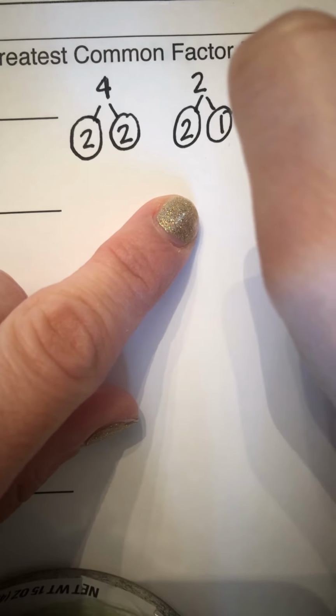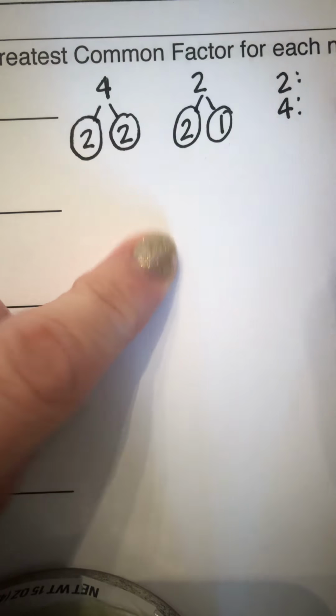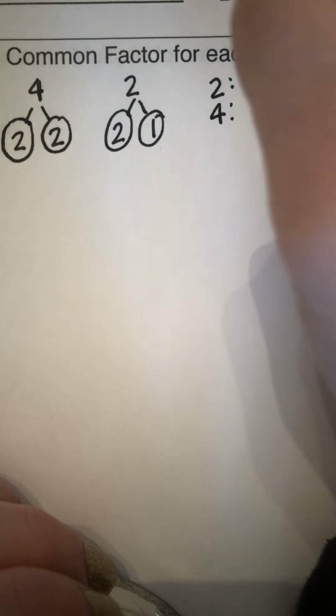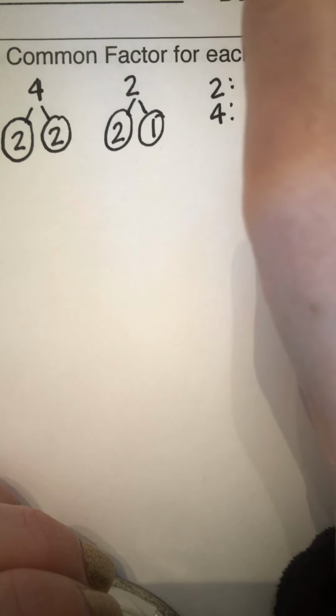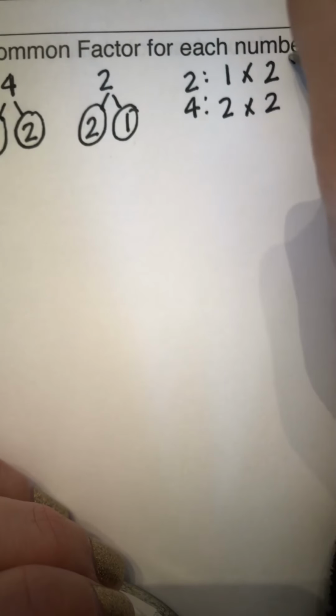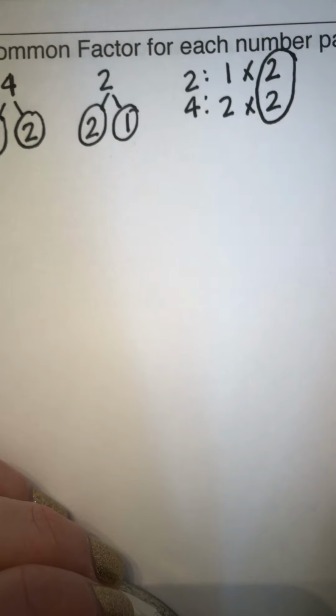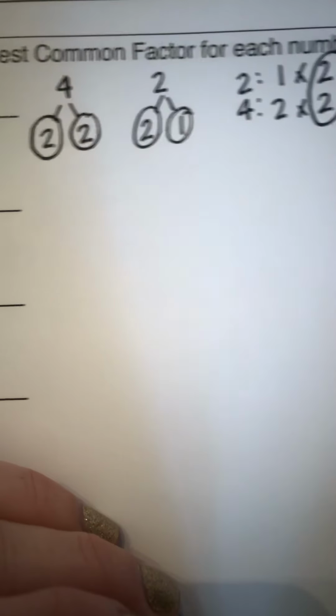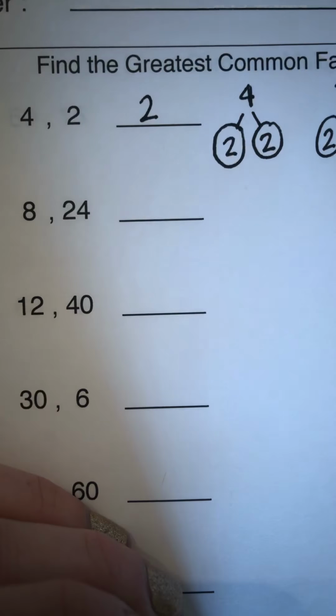So I'm going to list out what those are. So for 2, it's 1 times 2, and for 4, it's 2 times 2. And the greatest common factor there is 2. So we'll slide over here and just put 2 as our answer.